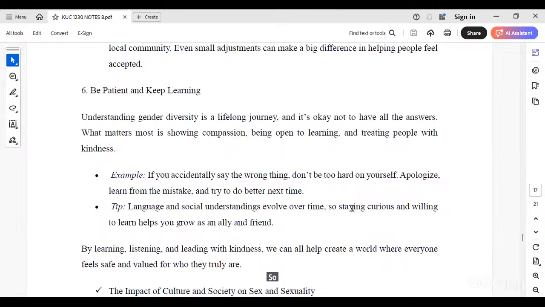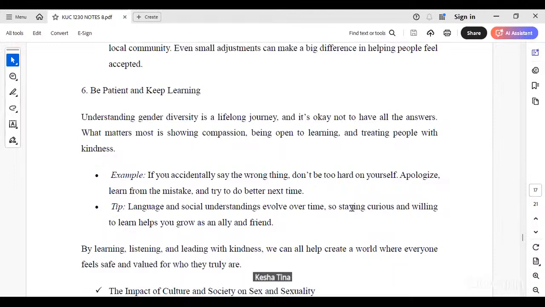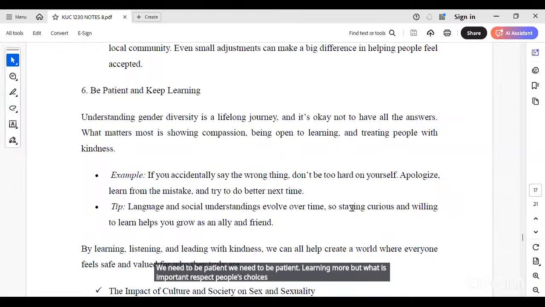So we need to be patient and keep learning, because we've talked of some minority groups kama questioning, kwa maanisha hatujajua zote. Kesho tena kutatokea ingine hata ile hatujawahi sikia. Okay? So we just need to be patient. We need to keep learning so that we understand these people more. We don't have all the answers yet. We don't know kesho nayo watachomoka na gani. So we just need to be there. We need to be patient. We need to be learning more. But what is important, respect people's choices, be inclusive, be accommodative.